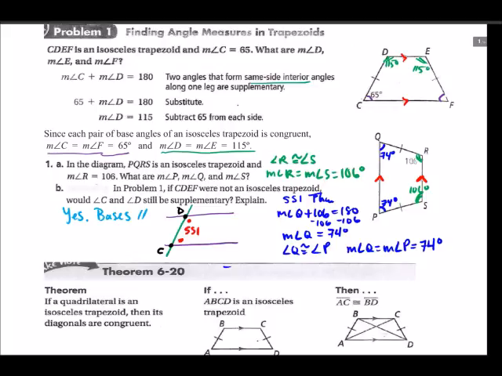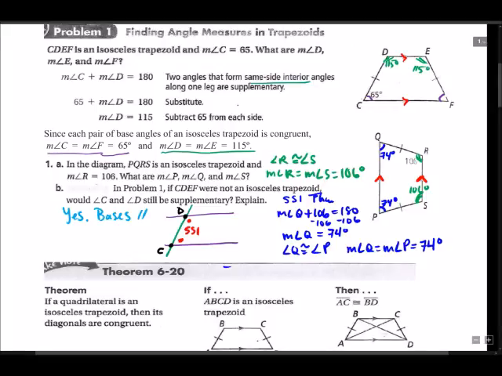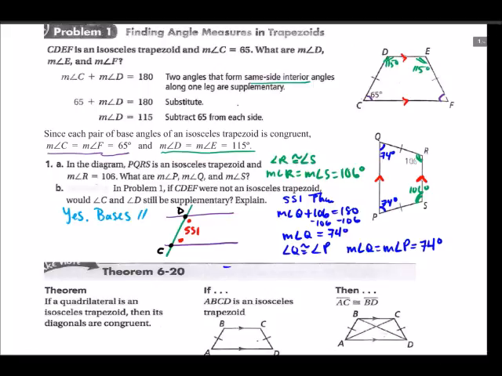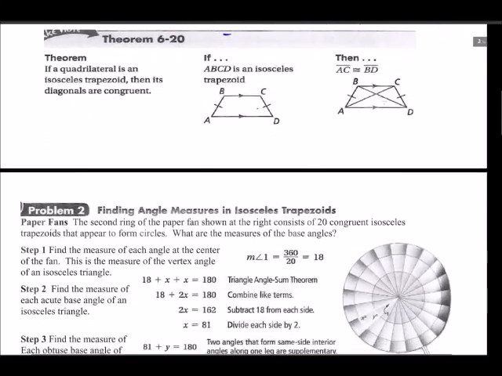Part B says in problem 1, so back up here on our original isosceles trapezoid, it says if it were not an isosceles trapezoid, would angle C and angle D still be supplementary? Why, yes, they would. Our bases are still parallel, which means we have special angle pairs. These are still same side interior angles, and they are still supplementary. Okay, let's look at our next theorem. That was a good one.